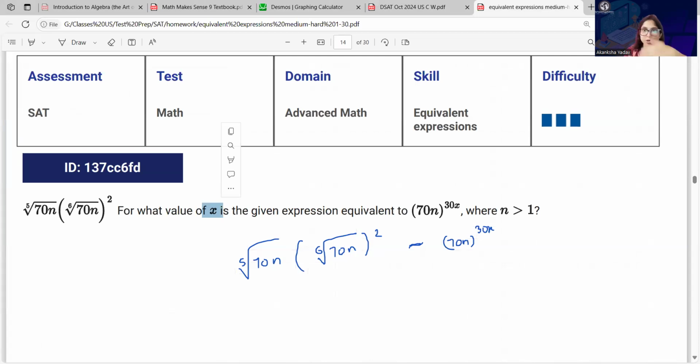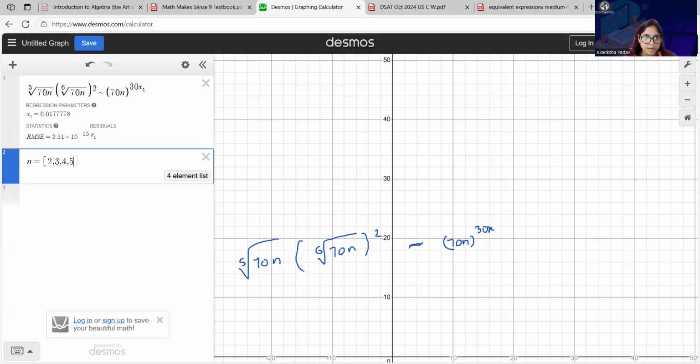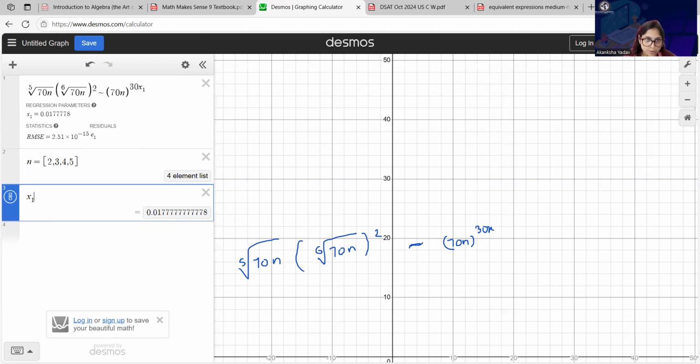So that means you by yourself will not give the values of x. You will give the values of n. And n is greater than 1, so we'll be giving 2, 3, 4, 5. So the value of x1 is 0.01178. And if you want in fraction form, you write x1 here, you get the value. You can convert from fraction over here.